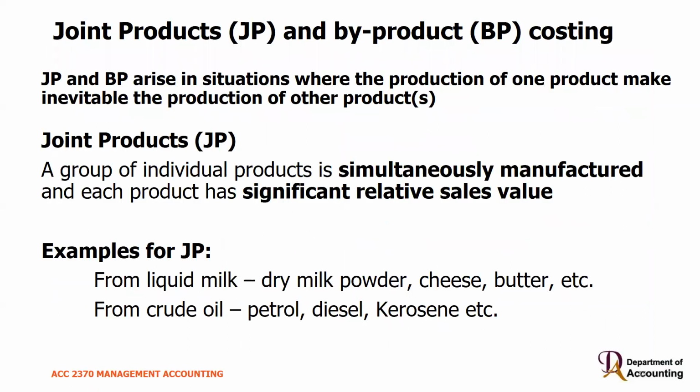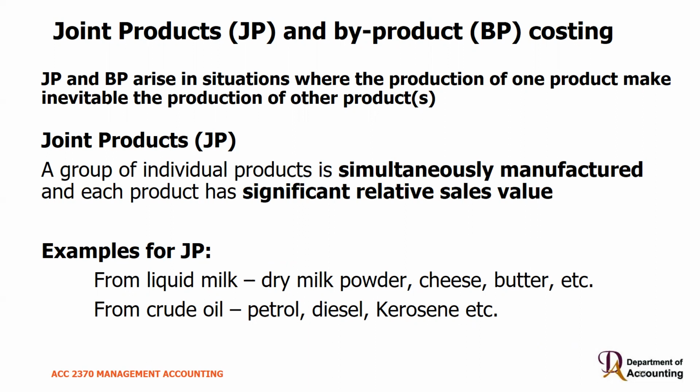Now we are moving to joint products and byproducts. Joint products can be identified as a group of individual products that are simultaneously manufactured, and each product has significant relative sales value. For joint products, it is the same process. Material, labor, and manufacturing overhead are put together in those processes, and we can't separately identify those products until we arrive at a particular point. They are manufactured jointly and simultaneously.